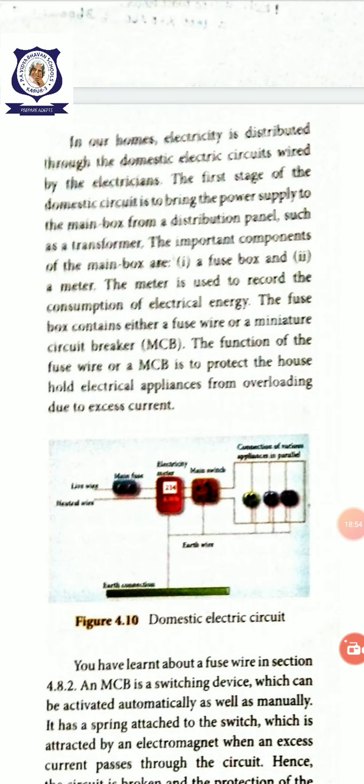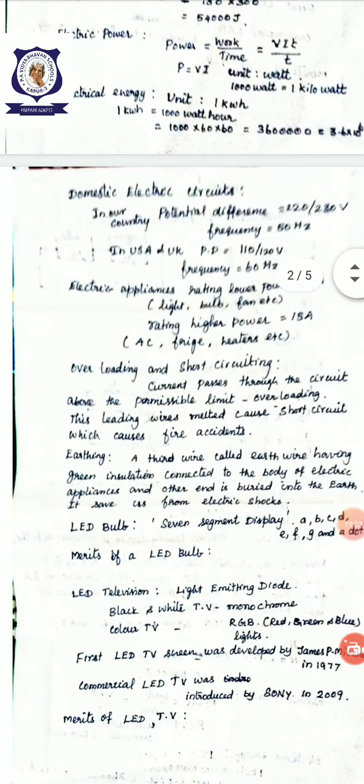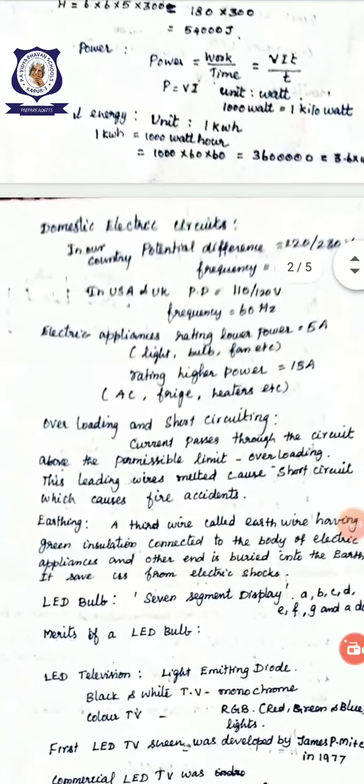Miniature circuit breaker. Why we are using it with the meter box? See, in the meter box it records the amount of energy consumed. Then fuse box, when excess current flows in the circuit, it immediately disconnects the circuit. And then the earth connection. What is the use of this earth connection in the domestic circuits?